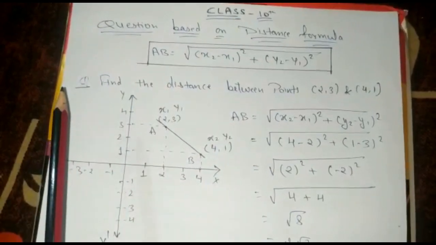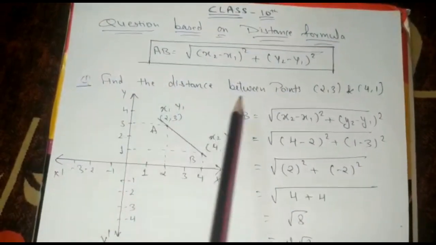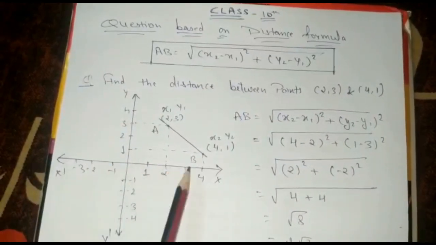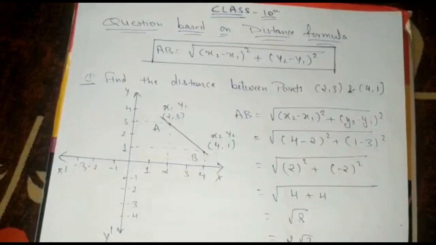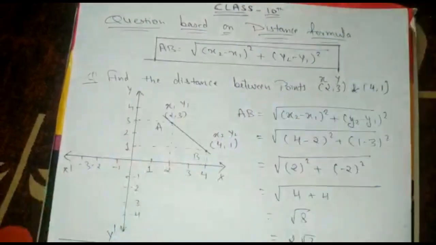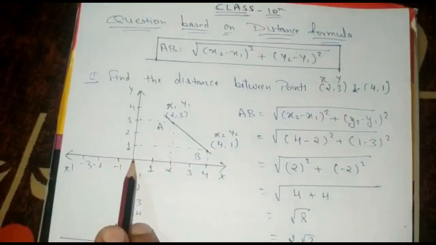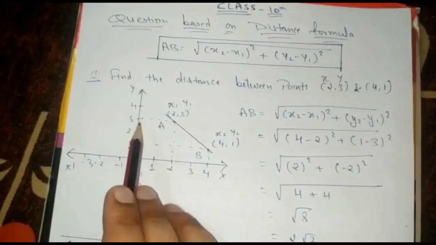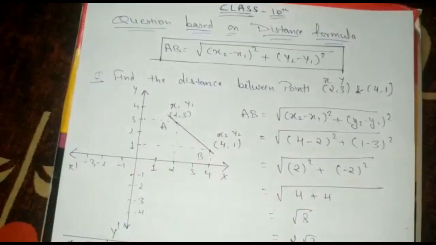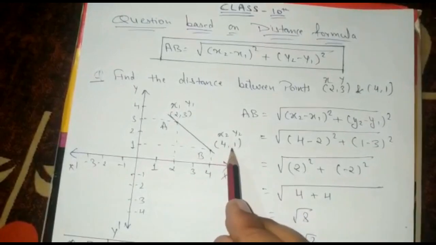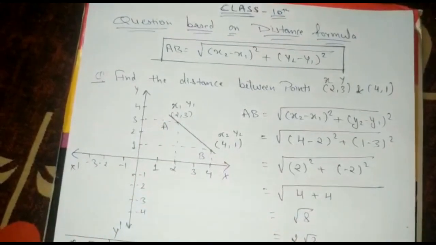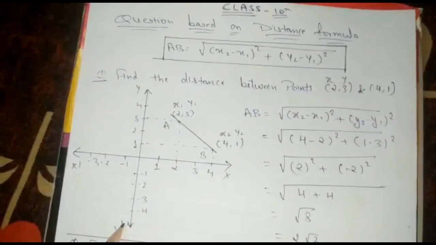Let us move towards the first question: find the distance between the points (2, 3) and (4, 1). First of all, we have to locate these points. The first point is (2, 3). This 2 represents the value of x and this 3 represents the value of y. So here is 2 on the x-axis and here is 3 on the y-axis. These two meet at the point (2, 3), and the other point is (4, 1). When we join these two points we get a line AB. We have to find the distance between these two points.